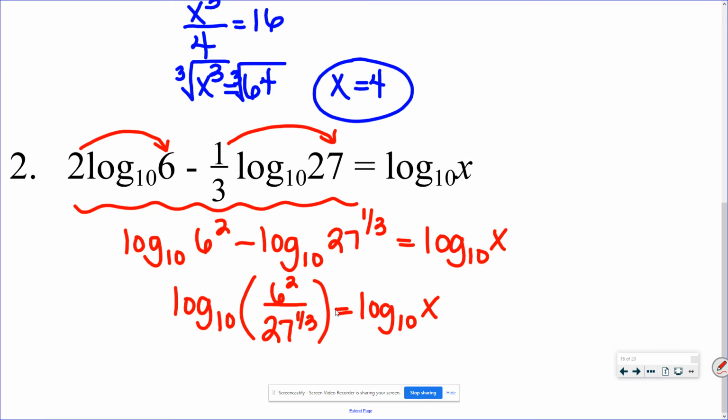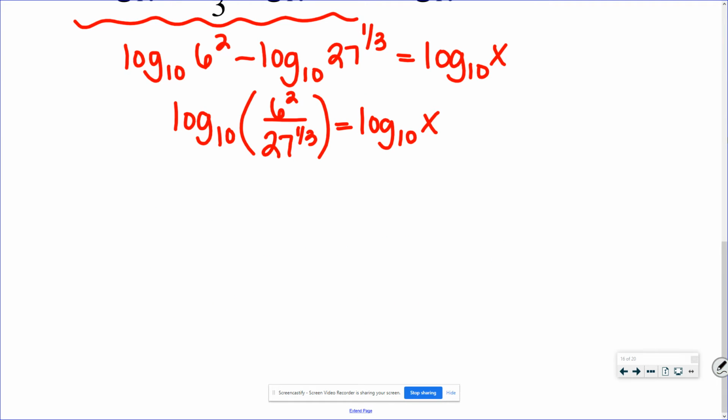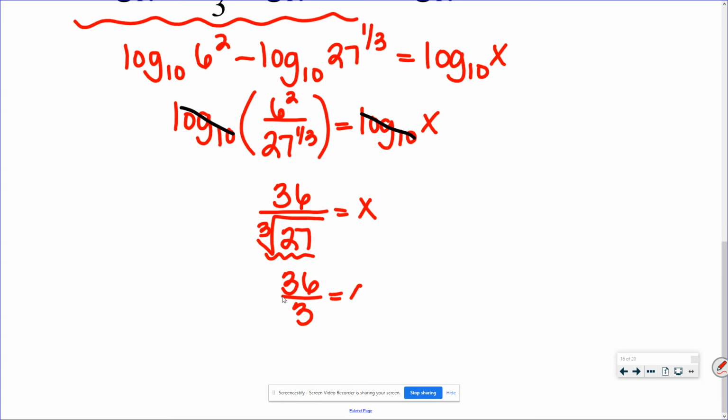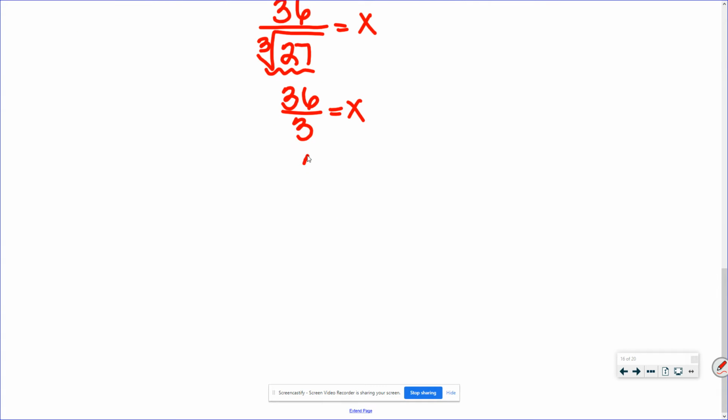Okay, now we're in better shape. So now what we can do is we can cancel the logs because there's 1 on each side. And I'm actually going to simplify here inside this parentheses because I know 6 squared is 36. And remember that something to a fractional exponent, that just represents a radical. So 27 to the 1/3 power is just the cube root of 27. Keep simplifying. What is the cube root of 27? That is 3. And then we have one more step. 36 divided by 3 gives you x equals 12.